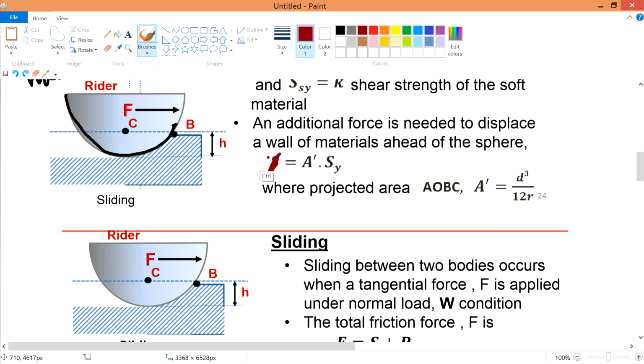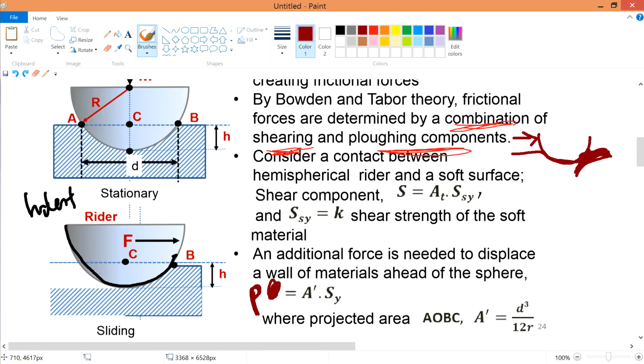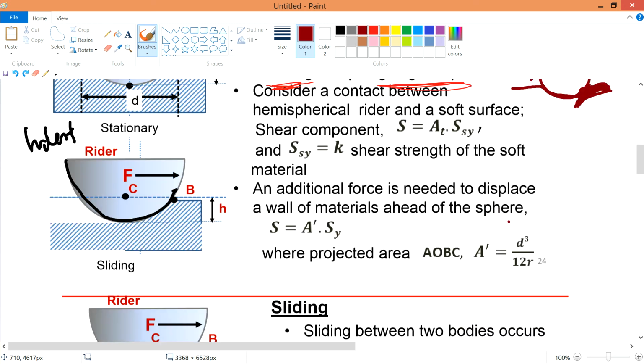This is what I realized, a bit weird. So this is not the shearing anymore. This is the plugging force, because you are trying to plough the material. The plugging meaning is that you're trying to remove the amount of material in front of you. So this is the meaning of plugging. Anyway, take note that this is called P.